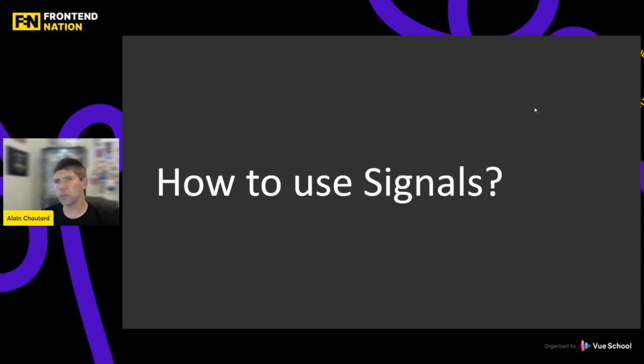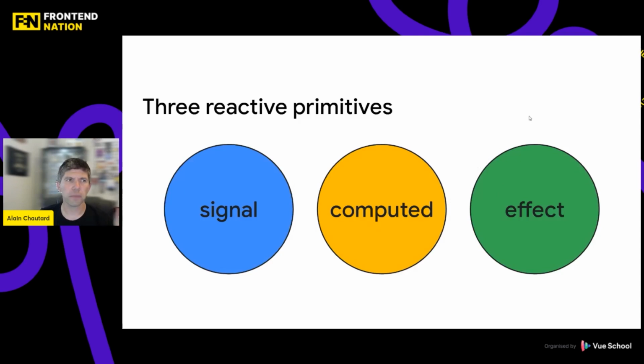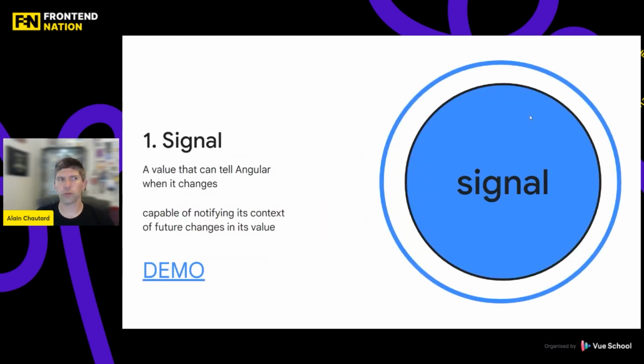So how to use signals. Now let's get into the code and the API behind signals. There's really three basic things to know about. Three reactive primitives or functions: signal, computed, and effect. I'll start with the first one, signal.